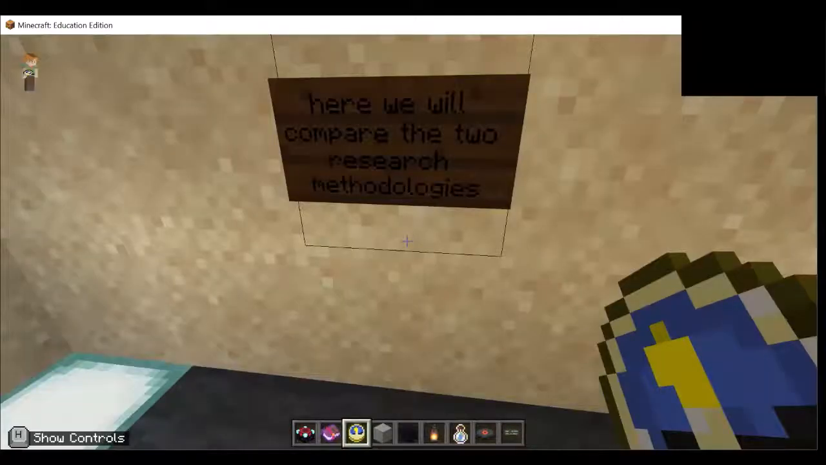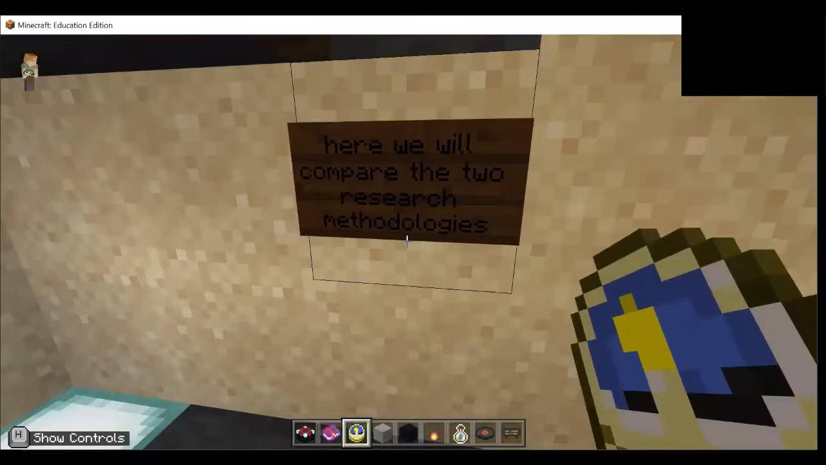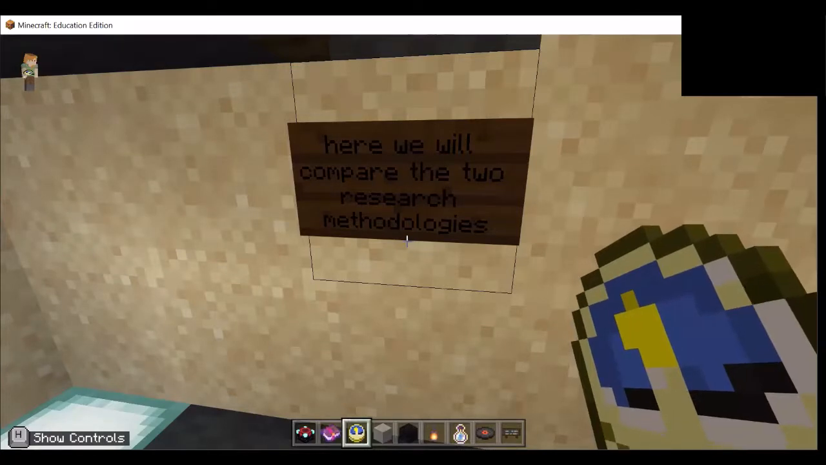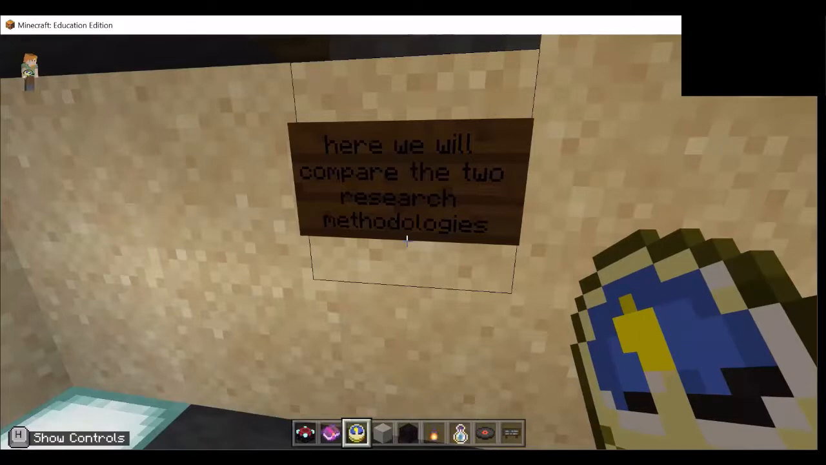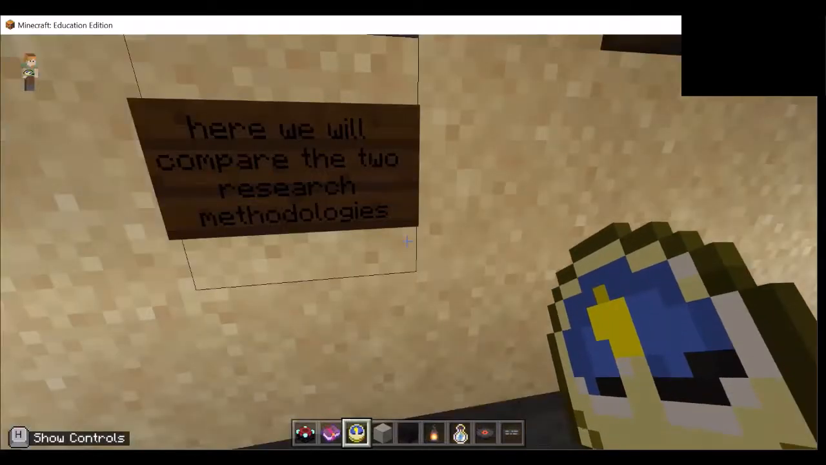There's a poster here that tells us that here we will compare the two research methodologies. So here in the basement, we're going to compare the research methodologies or approaches, the philosophies that we've already learned, interpretivism and positivism, and let's compare the two.